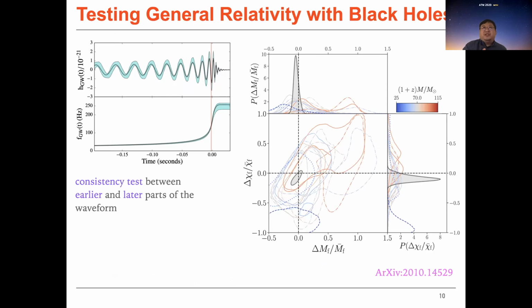So what you do is you break your wave into two pieces. In the upper left figure, you have the early part of the wave and the late part of the wave. And you use theoretical templates to see what parameters correspond to the early part of the wave, and then you predict a final mass and final spin for the remnant black hole, the product of the merger, from the early part.